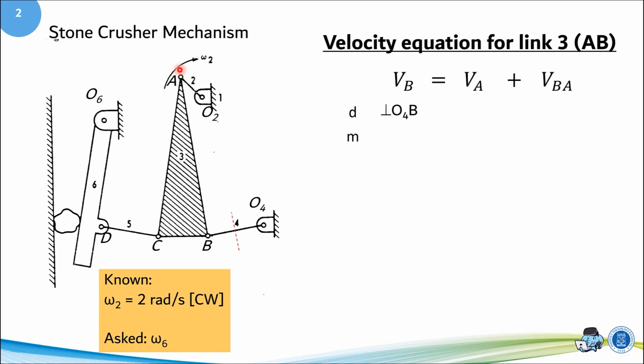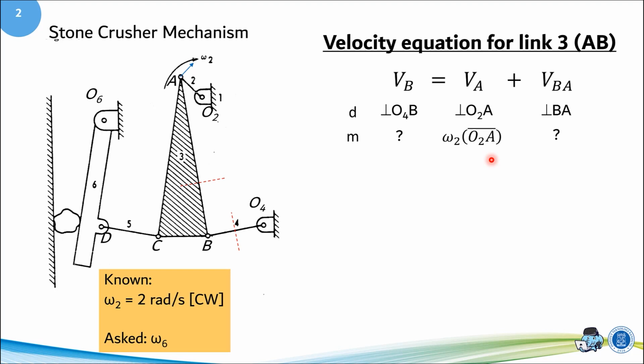The direction of Vb is perpendicular to O4B, just as you can see in the slide, and Va is perpendicular to O2A because of its pure rotation movement, and Vba is perpendicular to the line AB or BA. We do not know the magnitude of Vb. We know the magnitude of Va because we already know the magnitude and direction of the angular velocity of link number 2. So Va is omega 2 times O2A. Next, we do not know the magnitude of Vba.